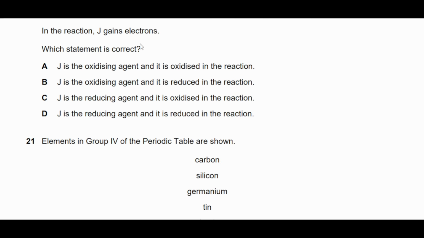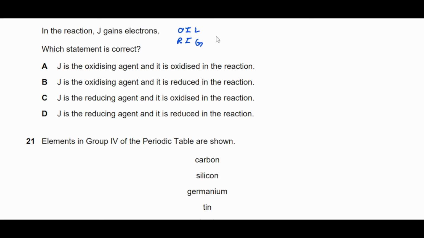Substance J takes part in a redox reaction. In the reaction, J gains electrons. Which statement is correct? So, it's talking about redox. Oxidation is loss, reduction is gain. So, it gains electrons, so J is reduced.